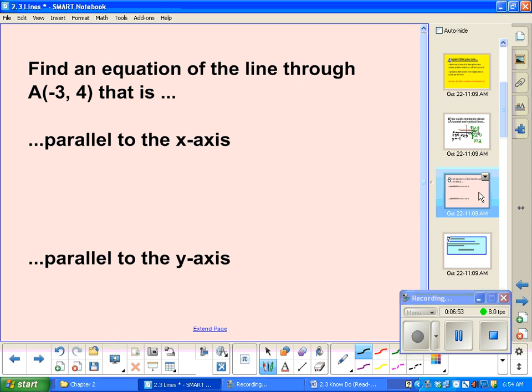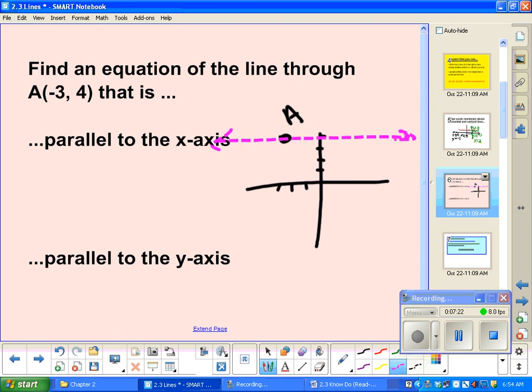So if I have to find an equation through point A with coordinates negative 3, 4 that is parallel to the x-axis, that means I'm looking at the coordinate plane. I have the point negative 3, 4. So I have that point right there. I'm going to call that point A. And I want my line to be parallel to the x-axis. Well, for my line to be parallel to the x-axis, that means it's going to be a horizontal line. All points on that horizontal line will have the same y-coordinate, and that's going to be that y-coordinate of 4. So the equation is simply y equals 4.